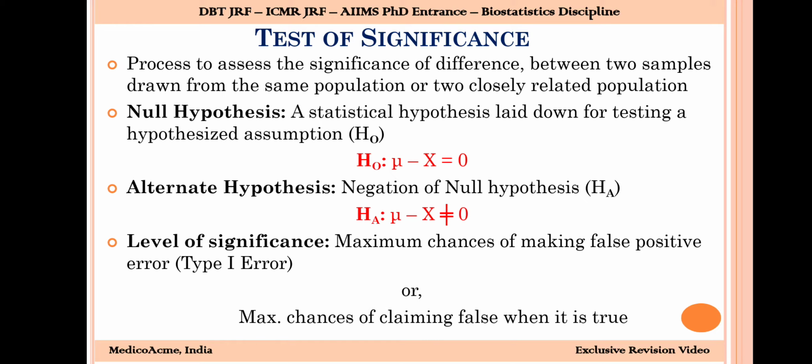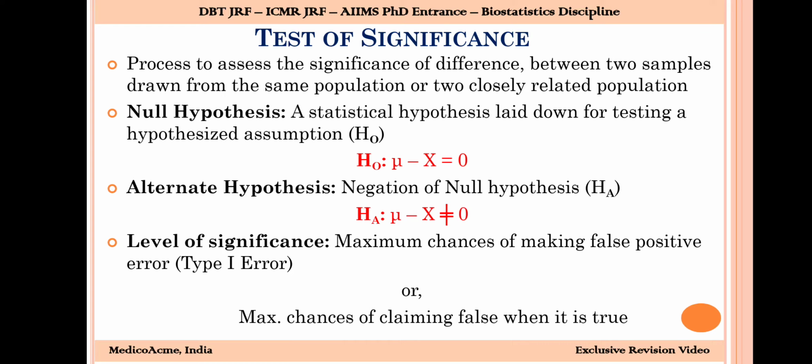The maximum chance of claiming false when it is true is a type 1 error. Suppose the hypothesis is true and you have claimed it false. The maximum chance of claiming a true statement false is the level of significance, or type 1 error. It is denoted by alpha, and alpha is standardly set at 0.05, that is 5%, or 0.05 proportion, which is automatically 5%. So 5% is the level of significance by which you can ignore the mistake.